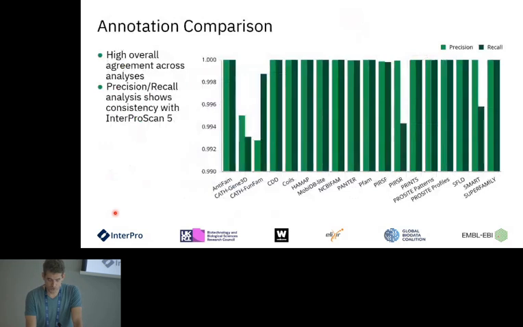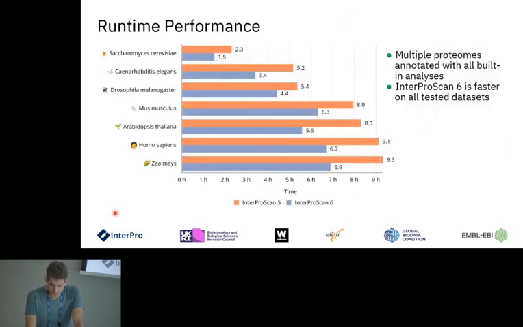Of course, we want to make sure that InterProScan 6 results are highly consistent with InterProScan 5. So what we did, we annotated all the sequences in SwissProt, which is roughly 500,000 sequences, with InterProScan 5 and InterProScan 6, and we looked for each analysis in both pipelines at the precision and recall. Just for your information, the Y axis of the chart starts at 0.99, so it's pretty good. We do have some discrepancies that we are hunting down, but there's pretty good concordance between InterProScan 5 and InterProScan 6.